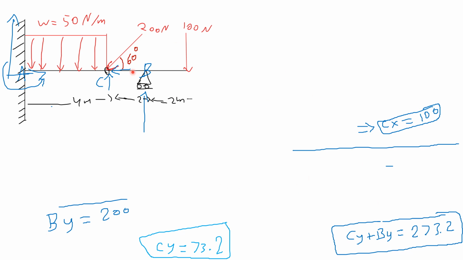Before I solved it I only had 3 unknowns, which is this and this. Now I got this one, which is the CX, and I got the CY, so I'm only left with 3 unknowns over this part. So I'm going to start over here, and I'm going to draw the other part, just like this.